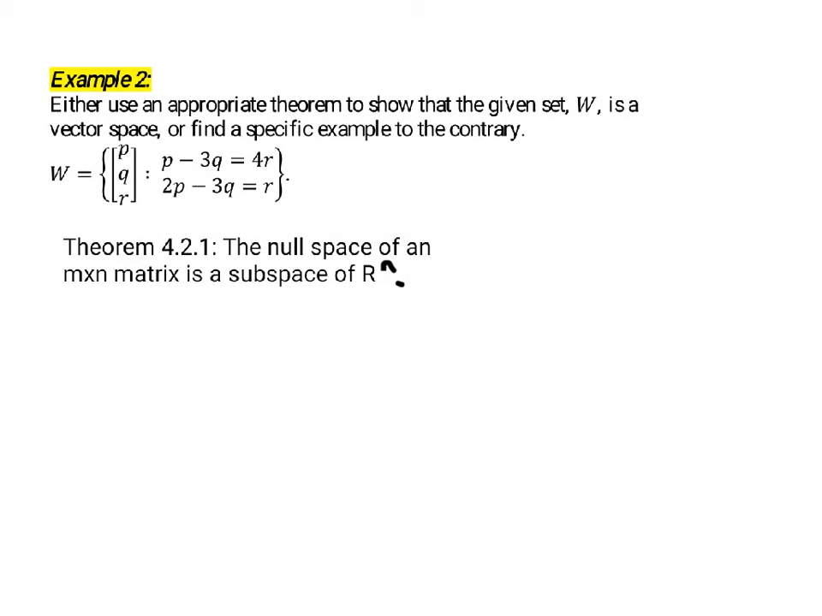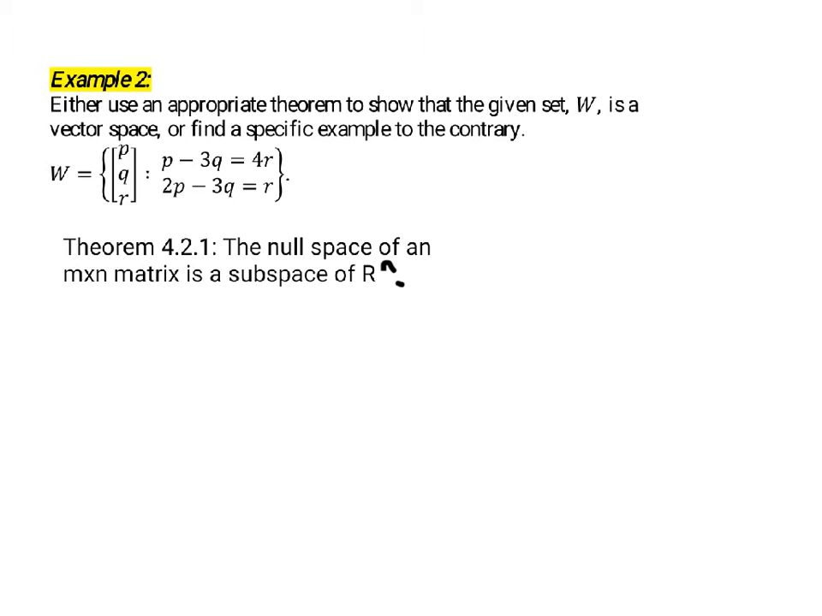In this example, we're asked to use a theorem to show that this given set is a vector space. I want to do that using theorem 4.2.1, which says that the null space of an n by n matrix is a subspace of Rn.